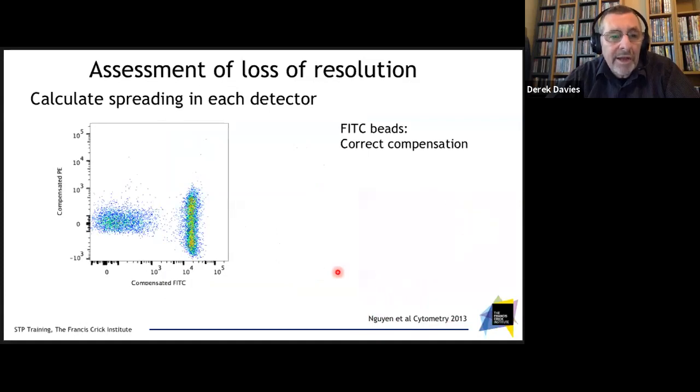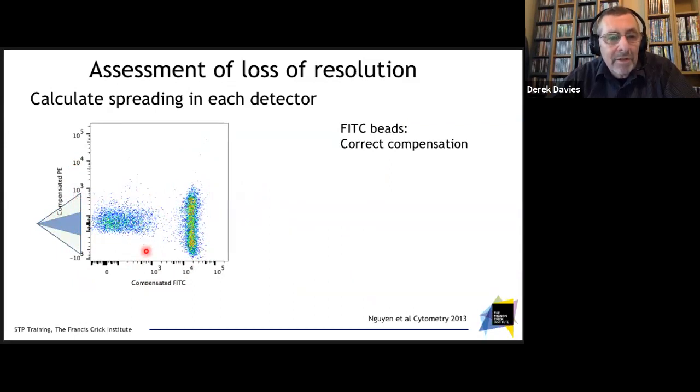So what they've done here is taken beads, in this case FITC beads, and correctly compensated FITC out of PE. And we know we're correctly compensated because the median of these two populations is in the same place. But if, for example, we just look at this negative population, if I look at a histogram of that negative population in the PE channel, it would look like that. Whereas if I look at a histogram of the positive population, it would look something like that. So the medians are in the same place, correctly compensated, but we're getting much more spread in this positive population than we are in the negative.